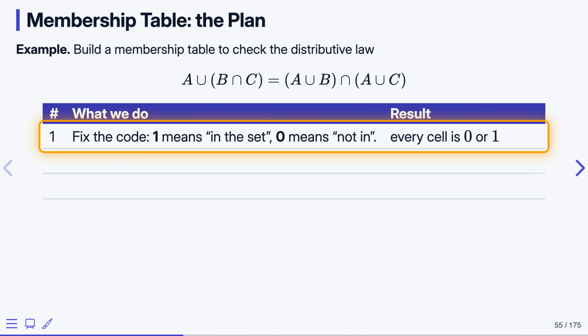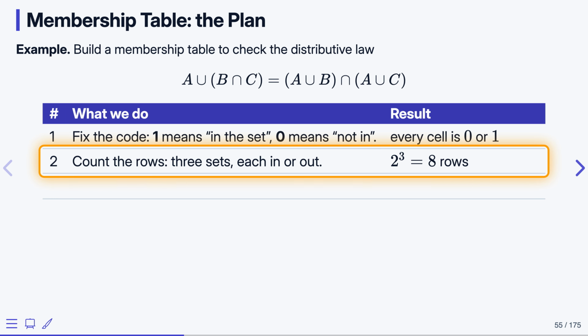Step 1. Fix the code. We write 1 when an element is in a set and 0 when it is not. So every cell holds a 0 or a 1. Step 2. Count the rows. There are 3 sets and each one is either in or out. 2 times 2 times 2 is 8, so the table has 8 rows.